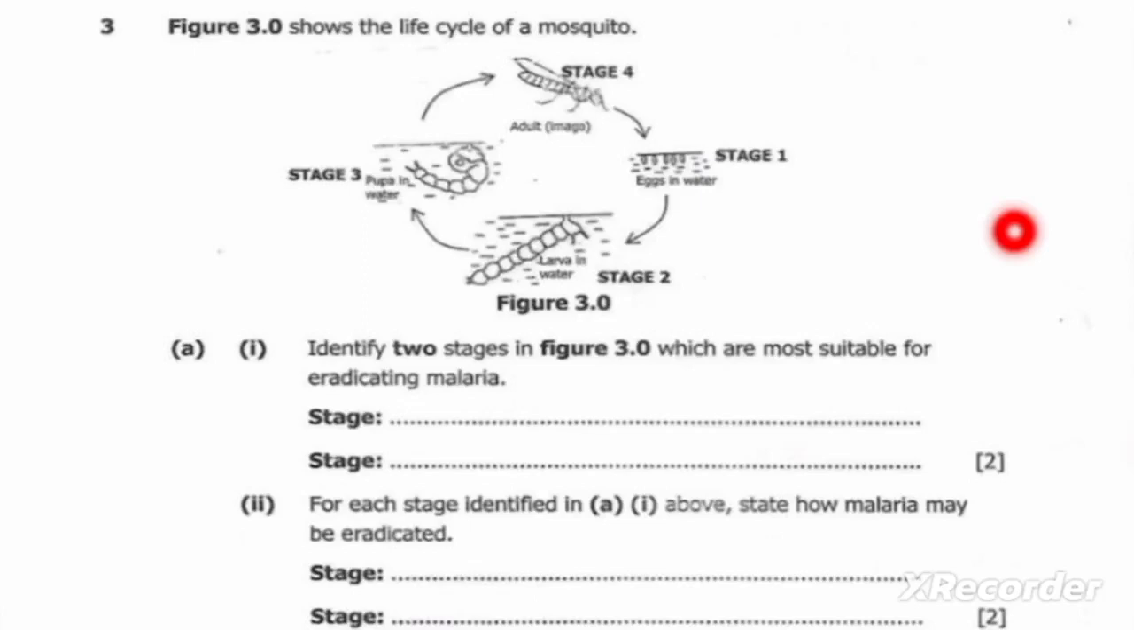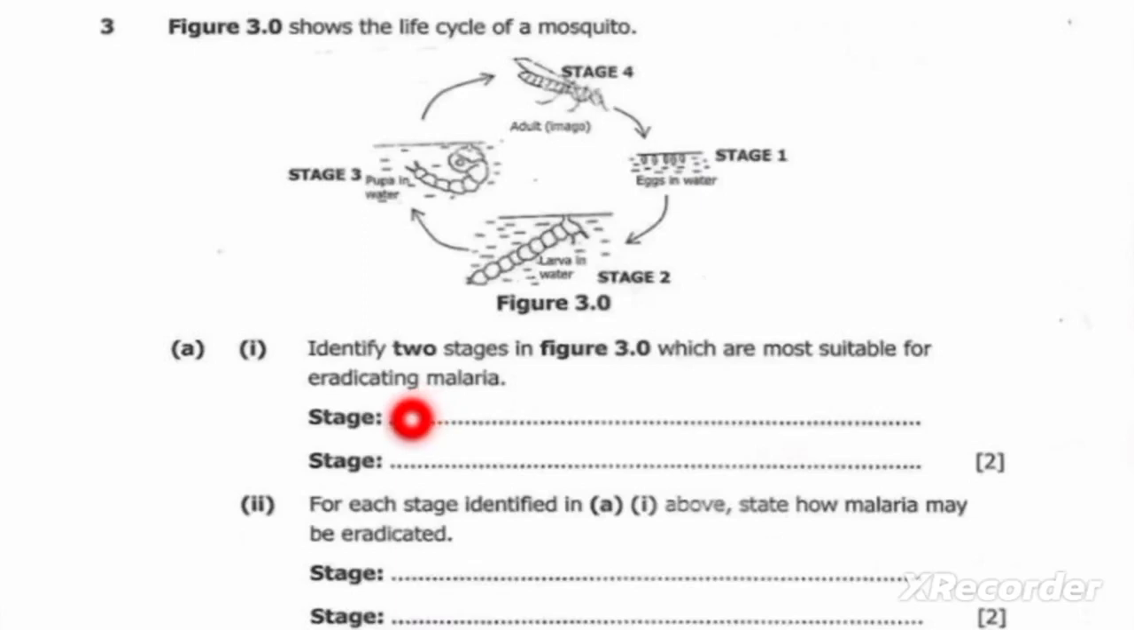Identify two stages in figure 3.0 which are most suitable for eradicating malaria. Identify two stages in figure 3.0 which are most suitable for eradicating malaria. So the first step we are going to take here is to understand the term eradicating or eradicate. What is to eradicate? To eradicate is to get rid of something or to eliminate something.